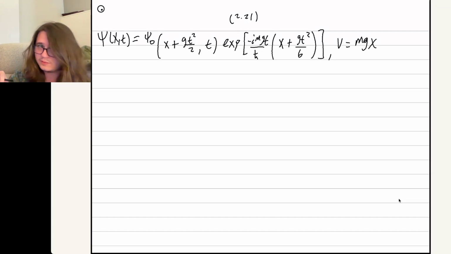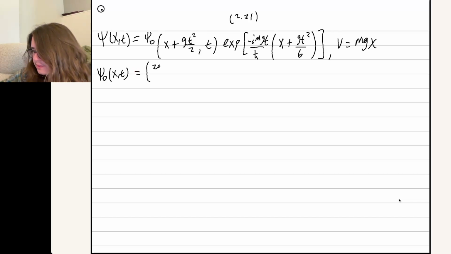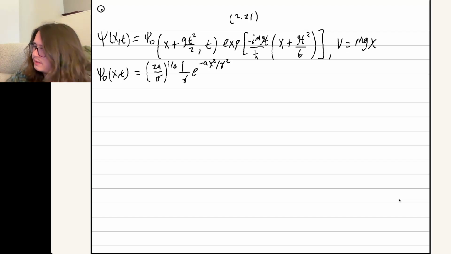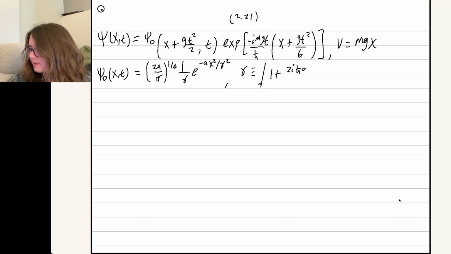So this is the way that Griffiths wrote it, right? For the purposes of checking it against the Schrodinger equation, I'm going to have to expand the definition of psi naught, first of all. This is from problem 2.21, but psi naught of x and t was given by (2a over pi) to the 1/4, divided by gamma, e to the minus a x squared over gamma squared, where gamma was defined like the square root of 1 plus 2 i h bar a t over m. Right.